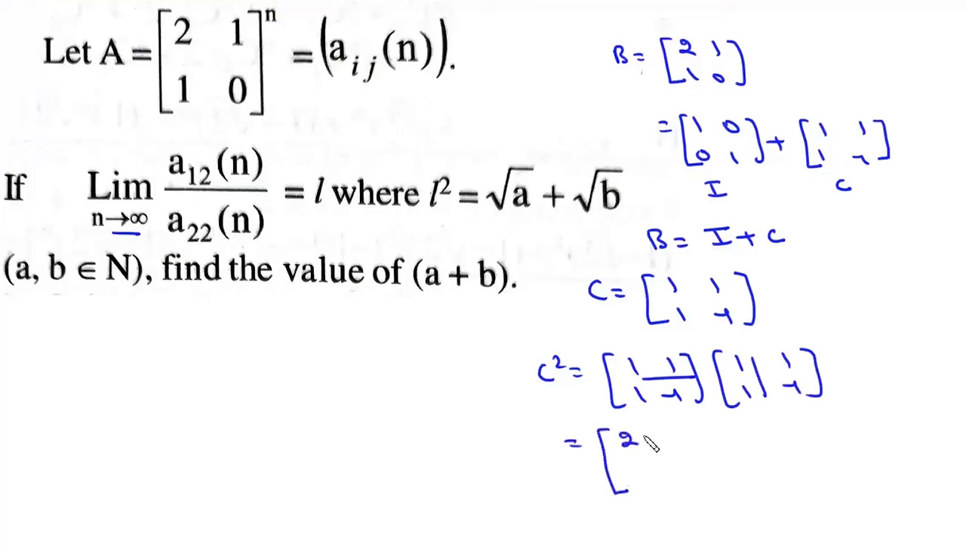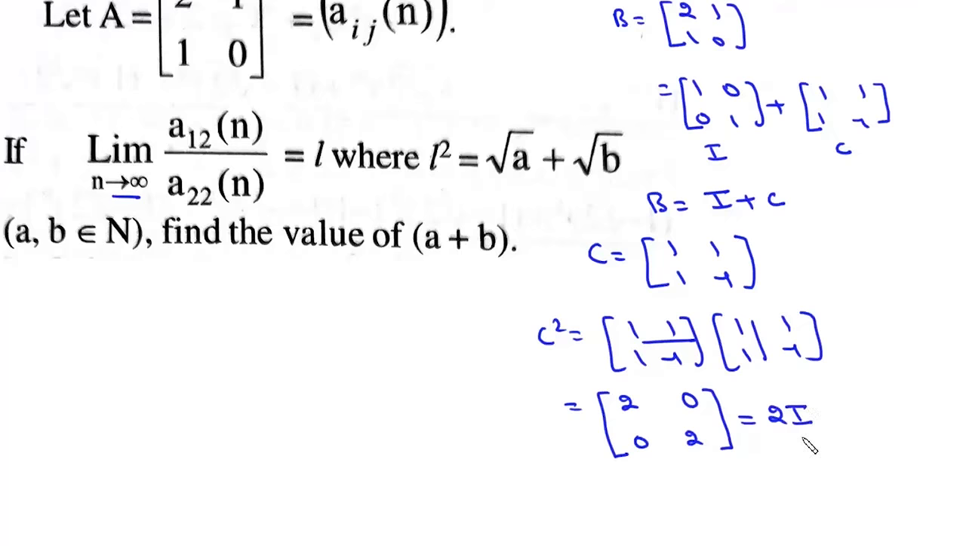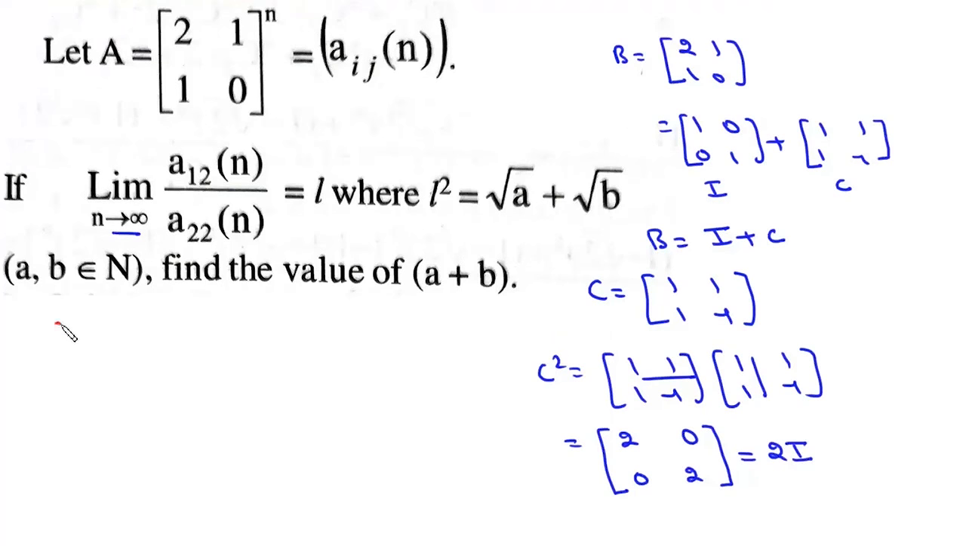We'll get this as 2. Now this is 0, this is 0, and then it'll be 2. So C square is basically 2I. So once we have this expression, we know that C square will be equal to 2I. If we multiply it with C, we'll get C cube as 2C. Multiplying again with C, we'll get C to the power 4 as 2C square, and 2C square is 2I, so there'll be 4I. C to the power 5 will again be 4C, and this sequence will continue like that.